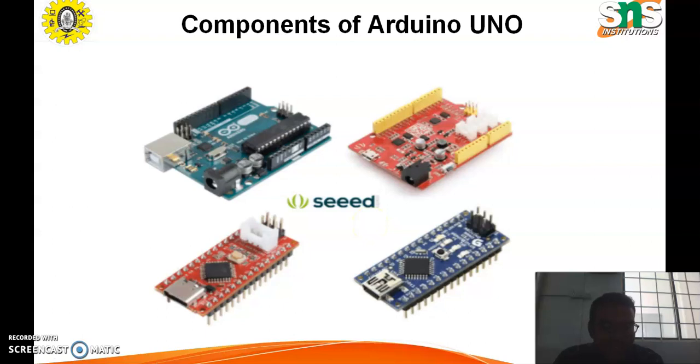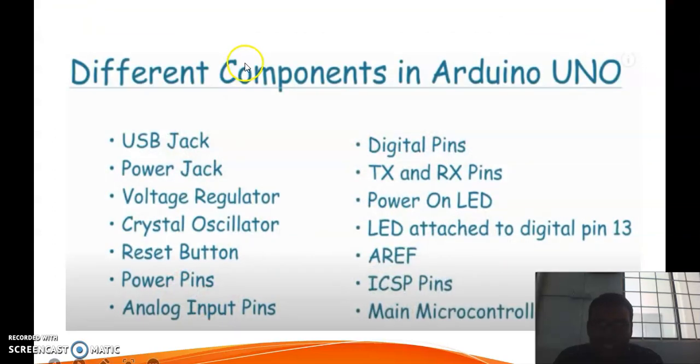In this lecture series, we are going to discuss Arduino UNO components. There are different components in Arduino UNO. Some of them are discussed here: USB jack, power jack, voltage regulator, crystal oscillator, reset button, power pins, analog input pins, digital pins, transmitter and receiver pins, power on LED, LED attached to digital pin 13, AREF, ICSP pins, and then the microcontroller.